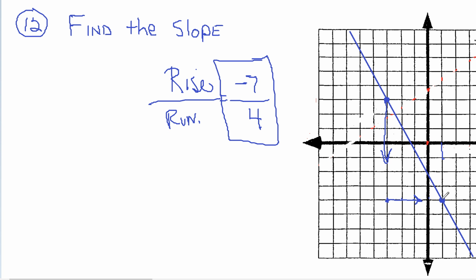Okay, I get the same result if I went from this point up to this point. How about I switch colors, get fancy? So this time, going up this way, I'm going to rise 1, 2, 3, 4, 5, 6, 7. I'm going to rise 7. And then I'm going to run how many? Well, I'm going to the left, so that means I'm going in the negative direction. So I'm going to go over 1, 2, 3, 4 to the negative side, and it'll be negative 4. So these two are equal to each other, and therefore the same, negative 7 over 4.